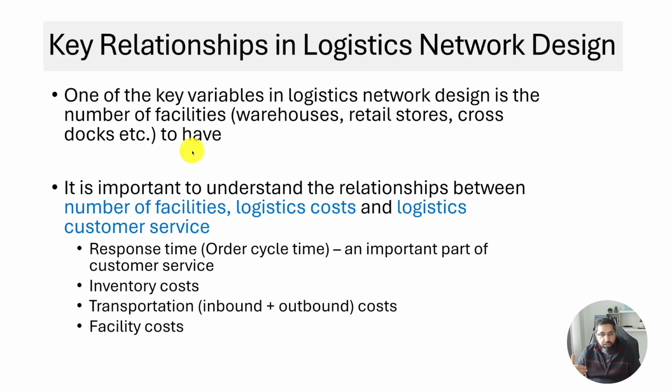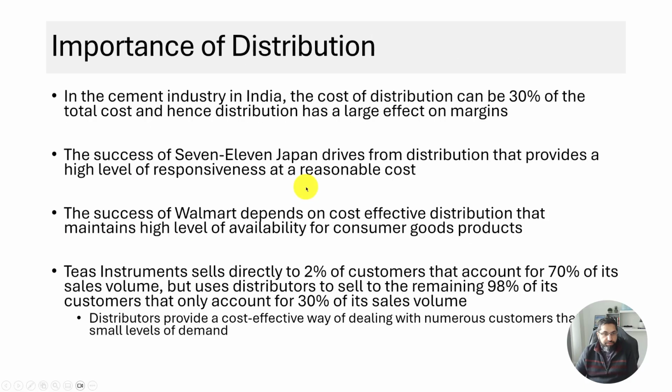The relationships we're going to look at: first, response time, which is when a customer orders something, how quickly can they get it? Also sometimes called order cycle time, because it's the time from placing the order by the customer to the order being fulfilled. Then we're going to look at inventory costs, transportation costs, inbound and outbound, for example, inbound to retail stores and outbound or inbound to distribution centers or regional warehouses and then outbound from them, and facility costs, the cost to operate the facility.